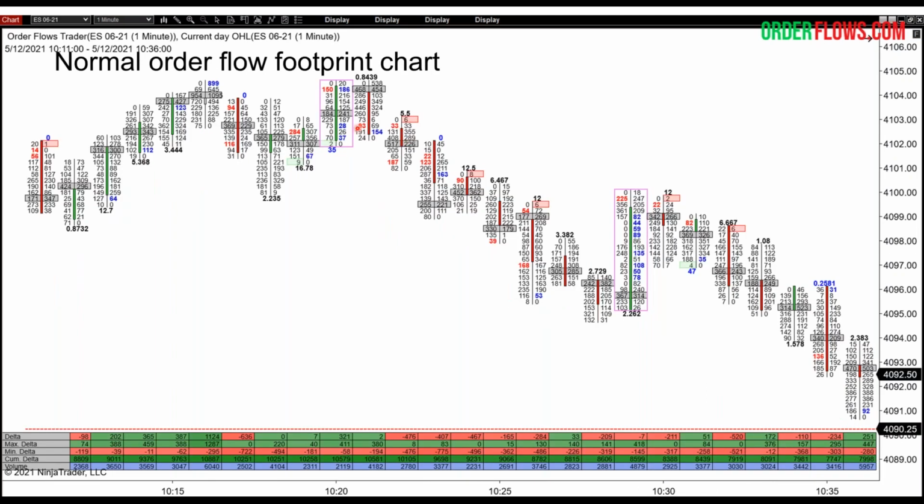So again, this was your normal order flow chart. I was talking about some of this information earlier: points of control, imbalances, what's happening in the delta. As a trader, you want to identify key areas, and this is where having good software comes in.